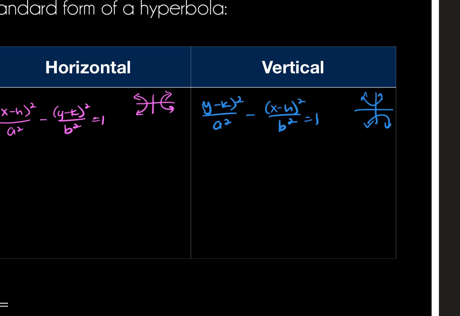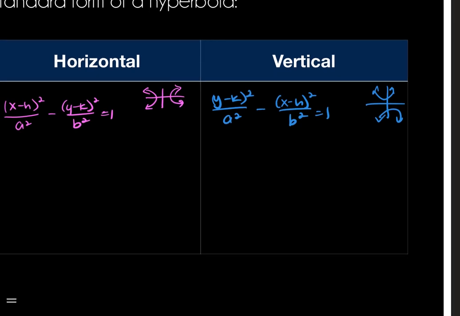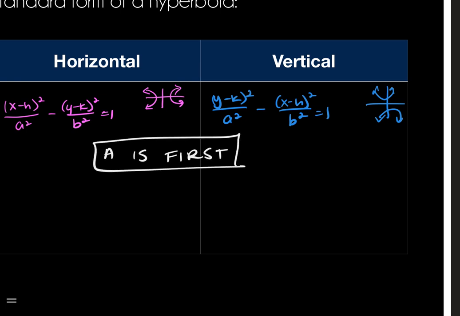And this time order is important, right? Because a is what? Good. And the same thing applies for the a. So the a is on the y-axis for vertical. Correct. Okay.